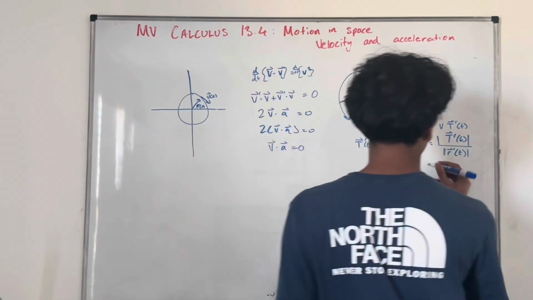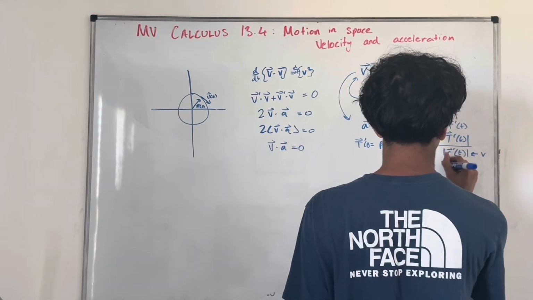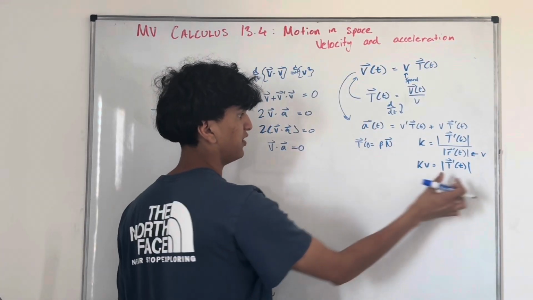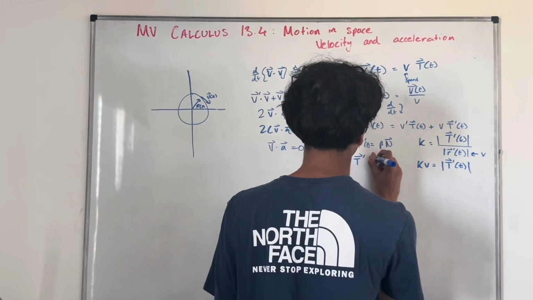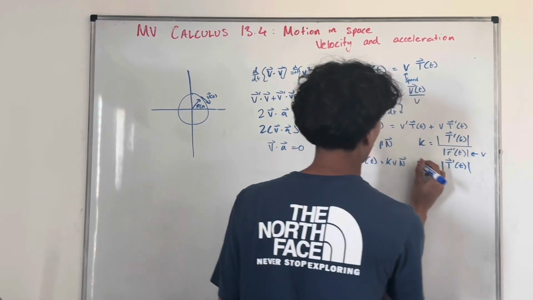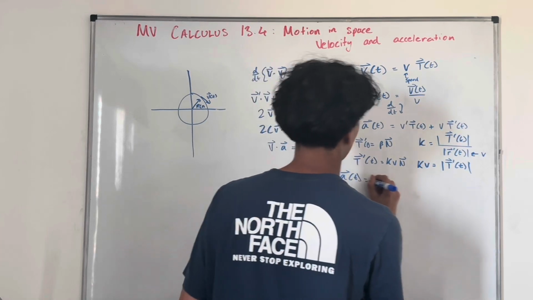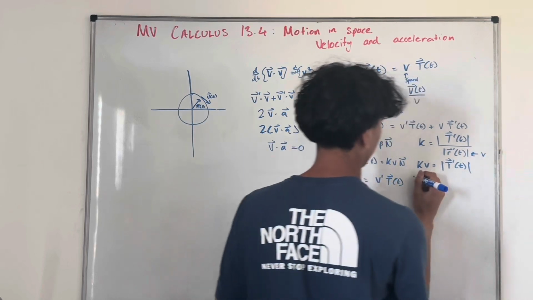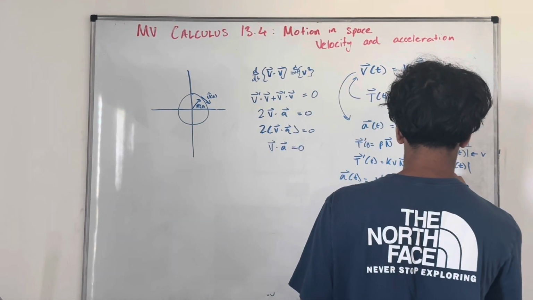So I can say this is really v, by the way. So kappa times v is equal to the magnitude of T prime of t. If I multiply the normal vector by this magnitude, I get the derivative of the unit tangent vector. So T prime of t equals kappa v times the normal vector. If I substitute that back in, I get the acceleration is equal to v prime times the tangent vector plus kappa v squared times the normal vector.